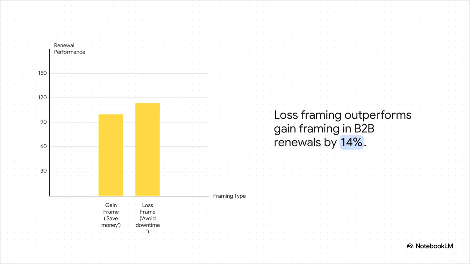And hey, you don't have to take my word for it. The data backs this up. Industry benchmarks show that framing a B2B service renewal around avoiding a loss, something like avoid $1,200 per hour in downtime, outperforms a gain frame like save money by a pretty significant 14%. It's the exact same service, just presented differently, and it leads to a much better result.